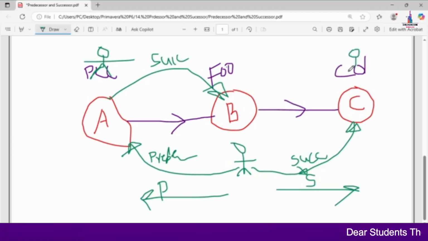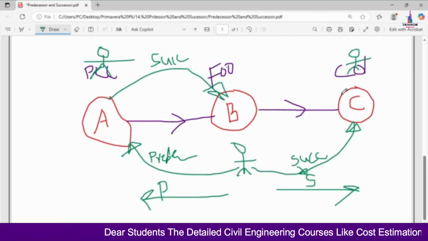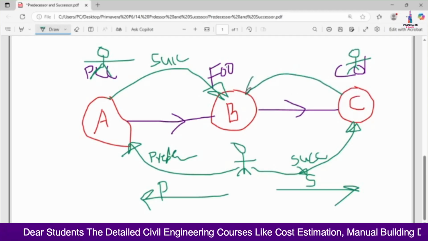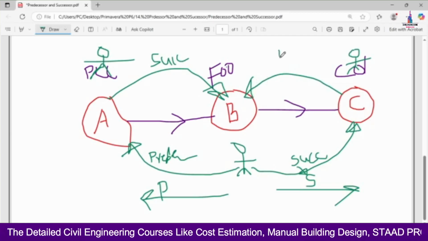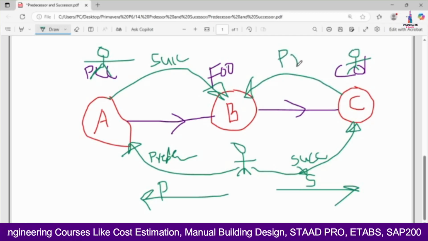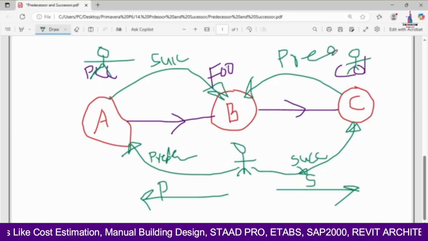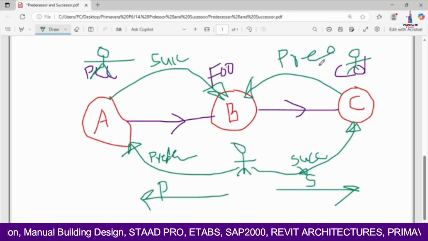This is the third example. Let us consider the third example. I am standing at activity C. Activity C has a predecessor only. You can take here, this is the back relation, which is related to the predecessor. Activity C has only the predecessor, you can assume.